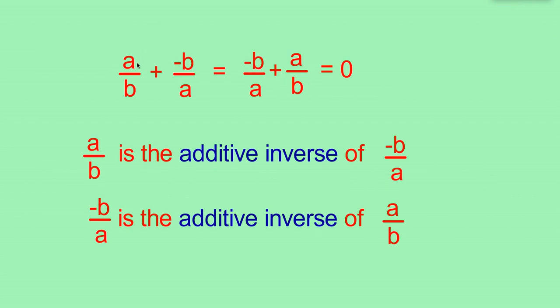Here, if you add a by b and negative a by b, or negative a by b and a by b, you will get a by b plus negative a by b and negative a by b plus a by b is equal to 0. So here negative a by b is the additive inverse of a by b, or a by b is the additive inverse of negative a by b. So additive inverse means you just change the sign of the number.